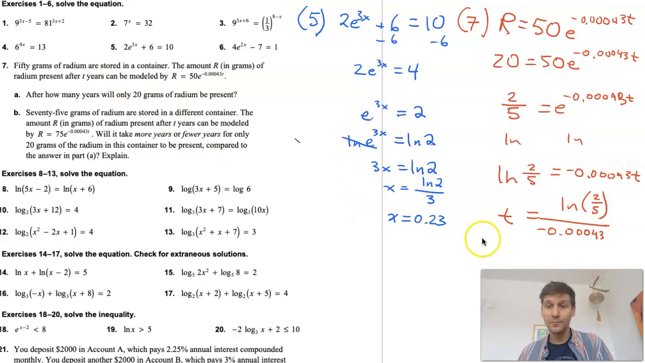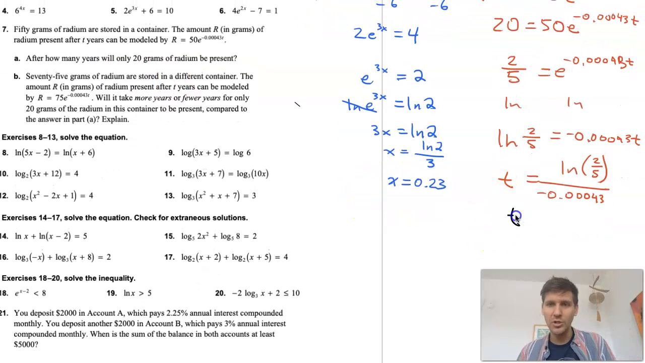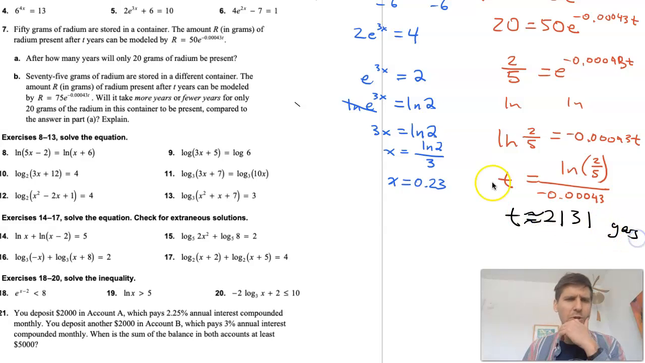Wow, so it's a lot of years. Maybe we could just round to the nearest year, 2,131 years. Okay, the next question is saying 75 grams of radium are stored in a different container.